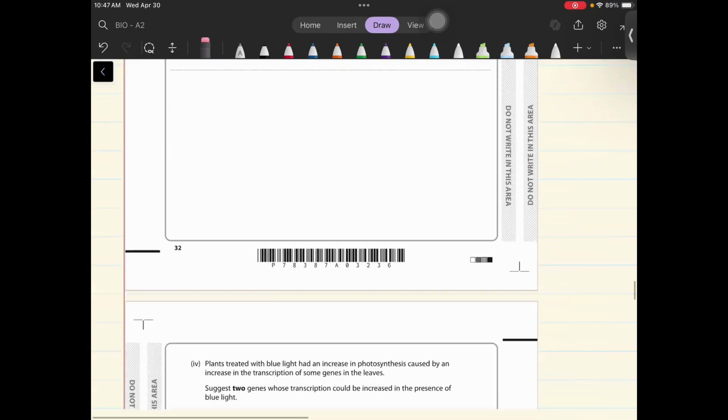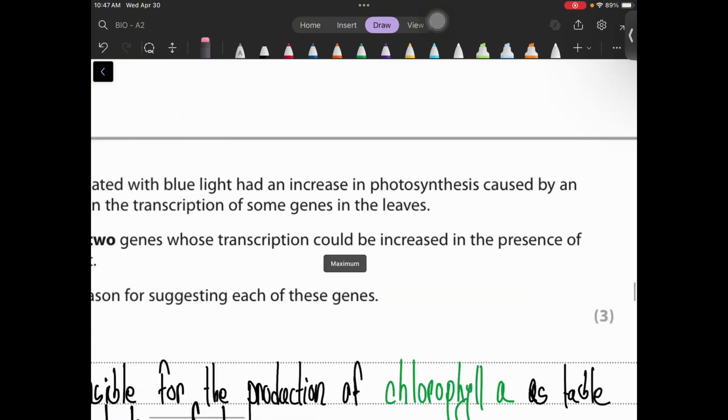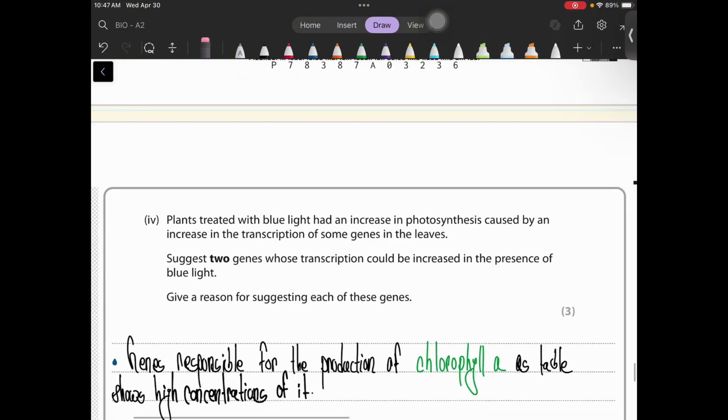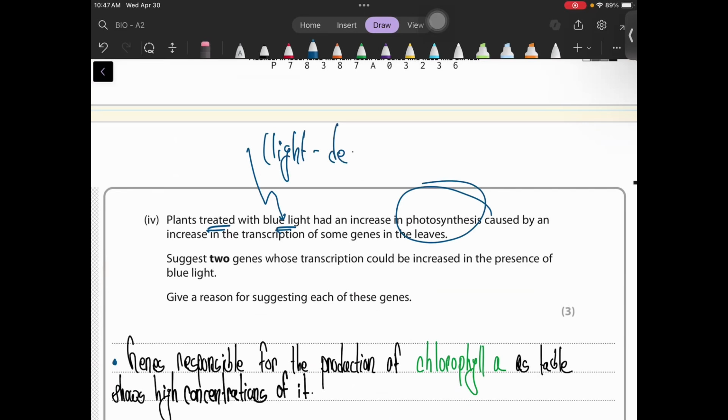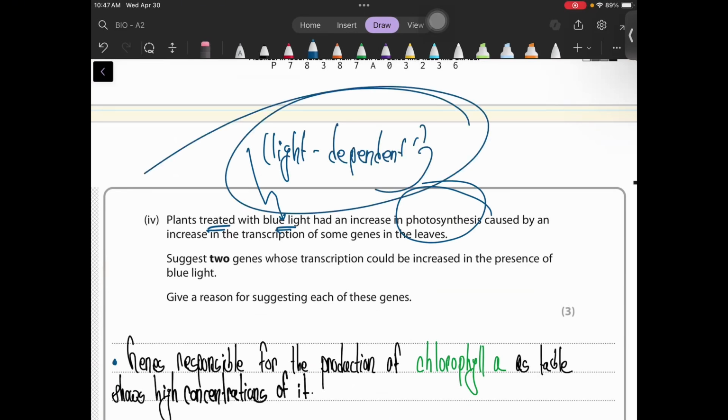And the last part is that plants treated with blue light had an increase in photosynthesis rate. You have to link this with the light dependent stage of photosynthesis. Make sure to remember that.